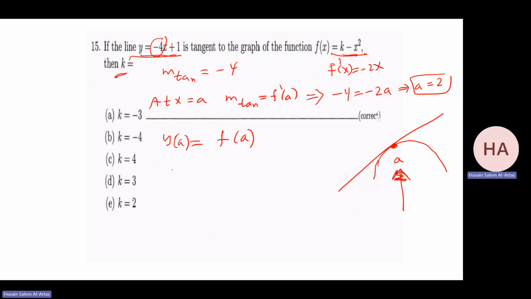So this will be minus 8 plus 1, and this one will be k minus A squared. So I have what? Minus 7. Yeah, k, not minus A squared. A, I know it. A is 2, so A squared is 4. Minus 7 equal k minus 4. So k equal what? Minus 3. And this is my answer.